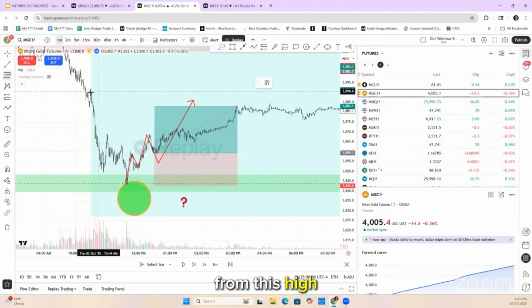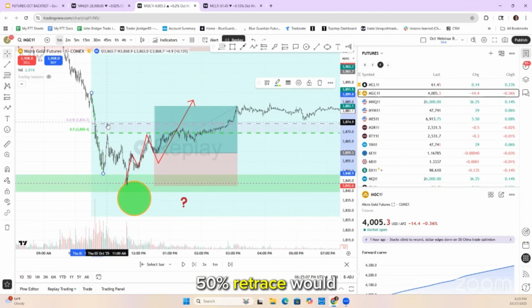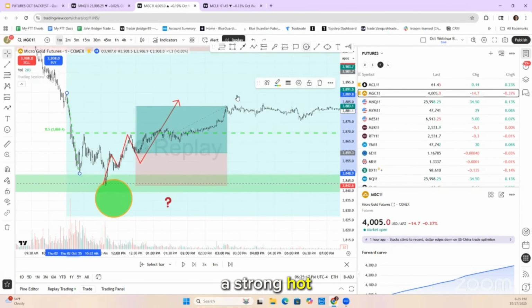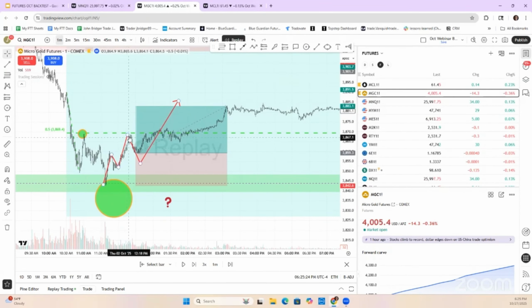Notice this, see from this high here to this low here, 50% retrace would be up to here. That's 50%. So you did get a high. You did get a strong high. As you can see, even with this move, it never really fully broke that high, right?